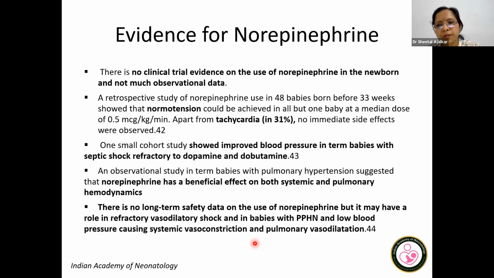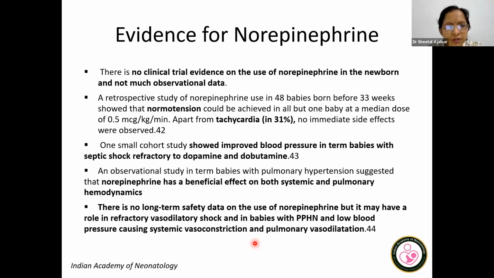So evidence for norepinephrine, again, the studies which have studied norepinephrine are actually very few. There is no clinical trial evidence on the use of norepinephrine in newborn babies, and not much observational study also. So in norepinephrine, we do not have much evidence. So no RCTs basically, and observational studies are also very few.